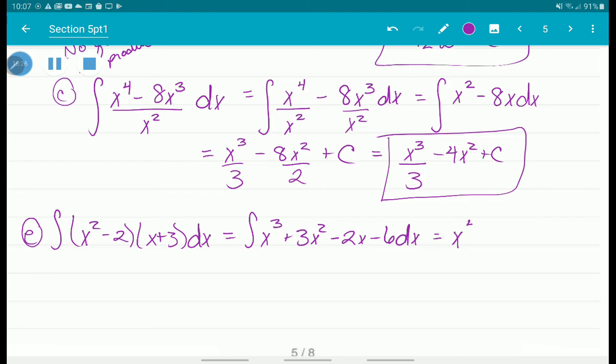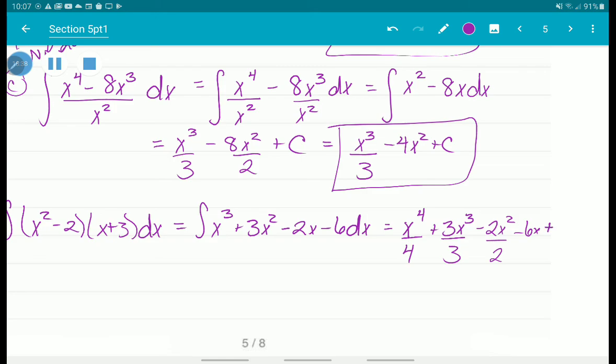So we're going to have x to the 4th over 4 plus 3x cubed over 3 minus 2x squared over 2 minus 6x plus c. Simplify. And there is our final answer.